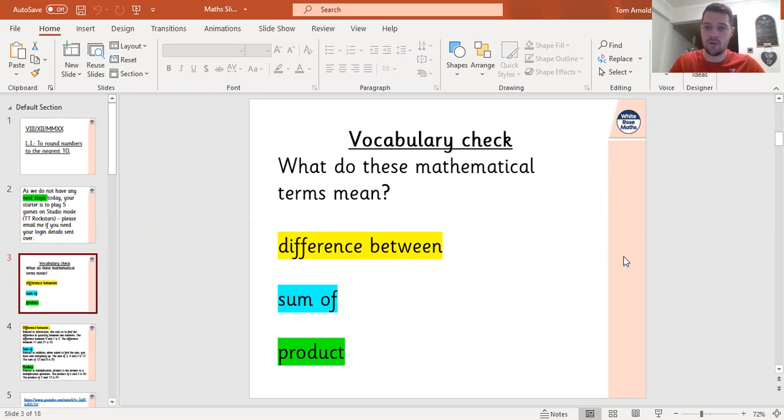Okay, hopefully you finished your TT Rockstars games now. Quick vocabulary check. Can you think about what these terms mean? Can you maybe create your own question with these terms in them? On the next slide, I'm going to explain what they are.